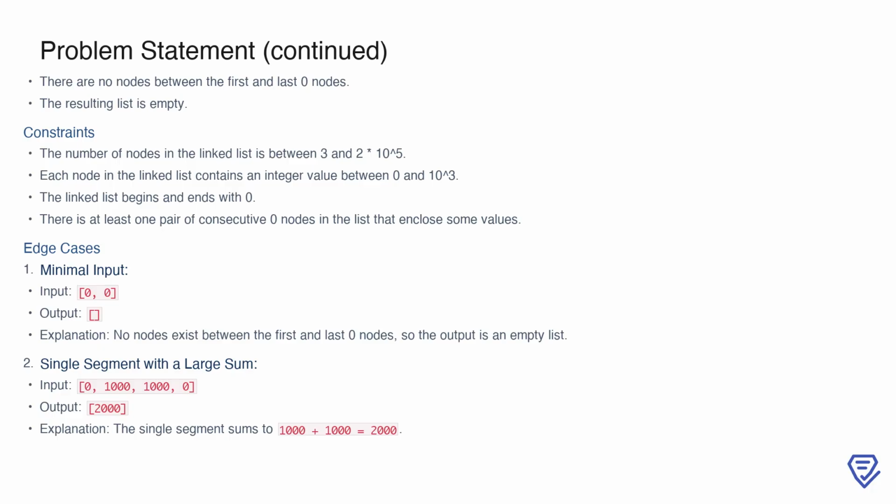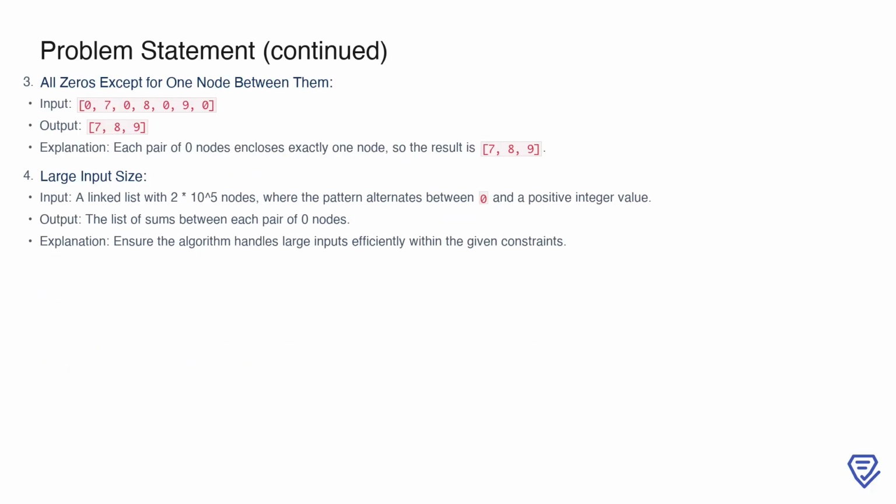nodes to sum. For a single segment with a large sum, such as 0, 1000, 1000, 0, the output is 2000, since the sum of the enclosed segment is 1000 plus 1000 equals 2000. Additionally, consider cases where each pair of 0 nodes encloses only one value. For instance, if the input is 0, 7, 0, 8, 0, 9, 0, each segment contains a single node, so the output is 7, 8, 9.